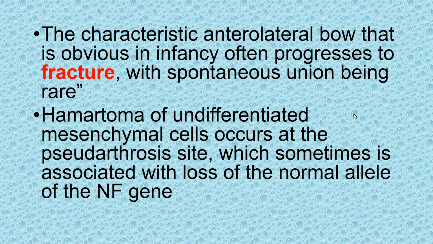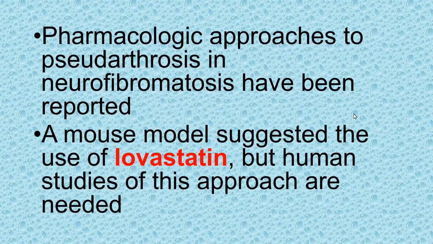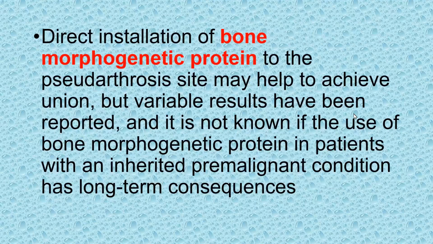Pharmacologic approaches to pseudoarthrosis in neurofibromatosis have been reported. A mouse model suggested lovastatin, but human studies of this approach are needed. Direct instillation of bone morphogenetic protein to the pseudoarthrosis site may help to achieve union, but variable results have been reported, and it is not known if the use of bone morphogenetic protein in patients with an inherited pre-malignant condition has long-term consequences.